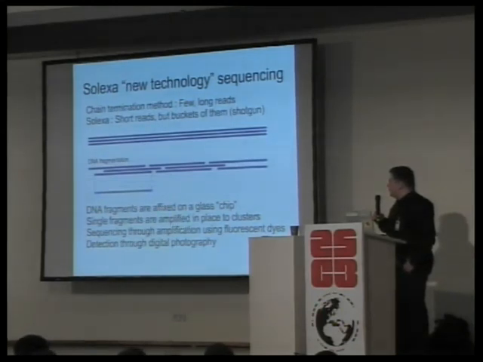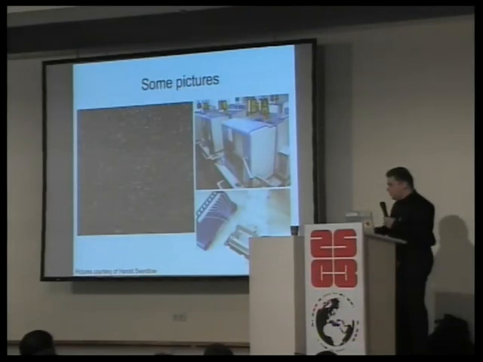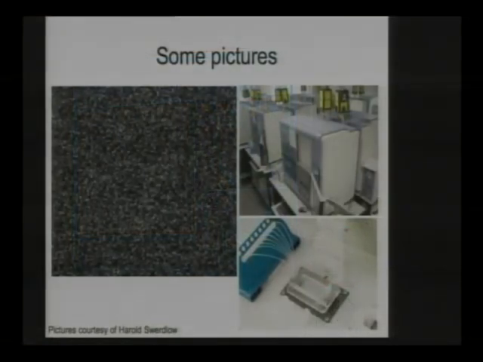And then they sequence these things all in parallel, and for each base, they stop and take photographs of this. And this is really photographs. It's a high-resolution digital camera. And this is what it looks like. It's not the screen from Poltergeist, and it's not something from the Hubble telescope. This is what the Solexa sequencing looks like.